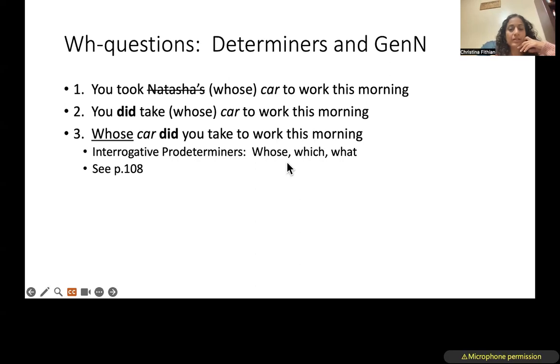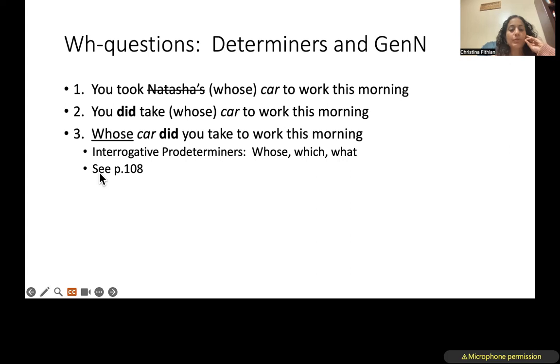Now, our practice sentences for determiners and Gen N are, oh shoot, I didn't write these out. Whose car did you take to work this morning? I think that is the only one that we're going to do. So that's one I think we're going to look at together in class anyway, because it's a little bit more complicated with the Gen Ns and the determiners.